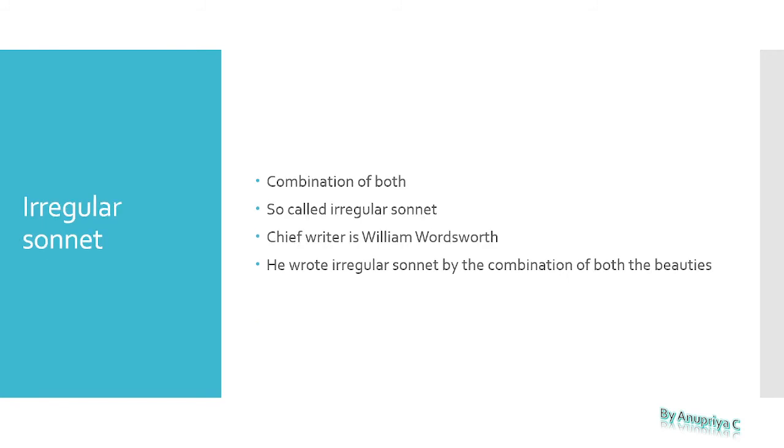So the next one is the irregular sonnet. What is an irregular sonnet? It is just a combination of both: a combination of the Petrarchan sonnet and the English or Shakespearean sonnet. Since it's a combination of both sonnets, it is called the irregular sonnet. The chief writer of the irregular sonnet was William Wordsworth, and he wrote it by combining the beauties of both the sonnets, the English and the Italian one.